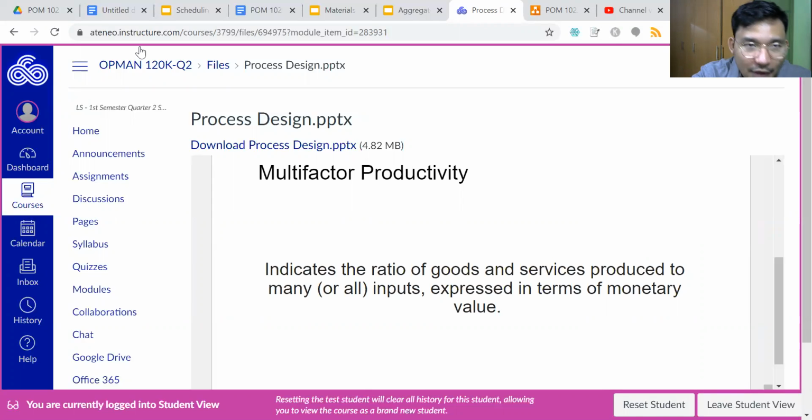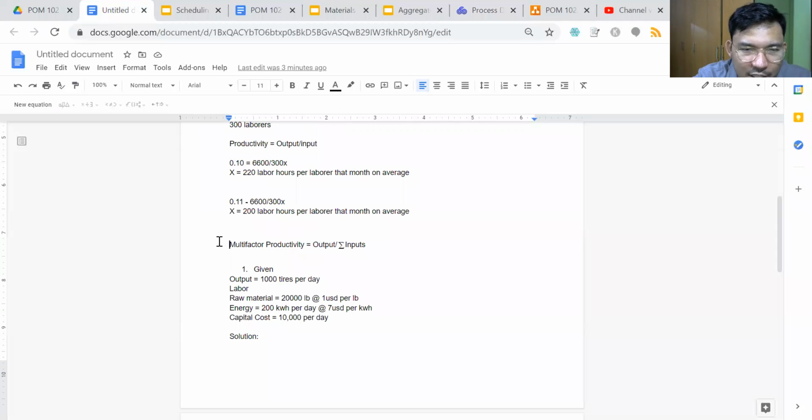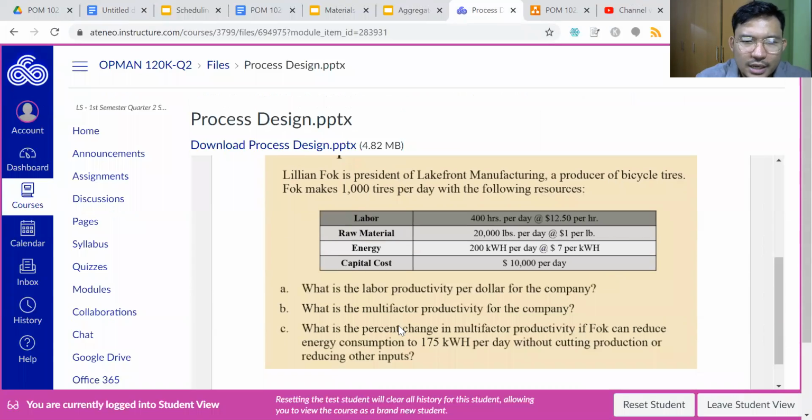So the formula for multi-factor productivity is very similar to single factor productivity, except that you will use the summation of the monetary value of all your different inputs. For single factor productivity, it's just output over input. But for multi-factor productivity, it's going to be output over the monetary value of input 1 plus the monetary value of input 2 plus the monetary value of input 3, and so on, until you have the summation of all your different inputs. Let's go to an example real quick.